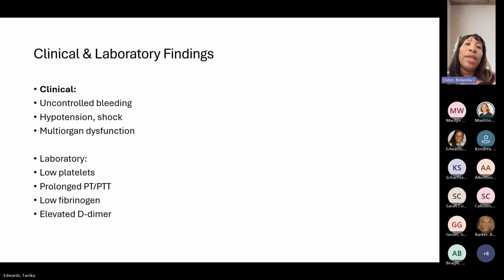Some of the clinical and laboratory findings that one might see in DIC is uncontrolled bleeding. It's kind of a paradoxical shift because you've got all of these small clots in one area in the microcirculation, and then conversely lots of bleeding in the other areas of the body. The microclots in the capillaries can lead to multi-organ dysfunction because of cell death.